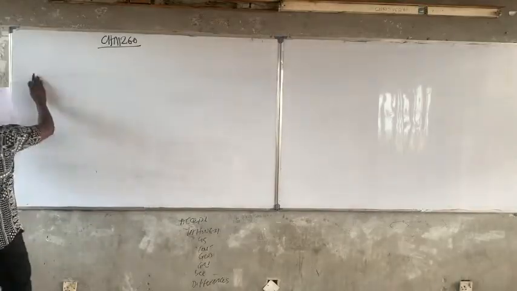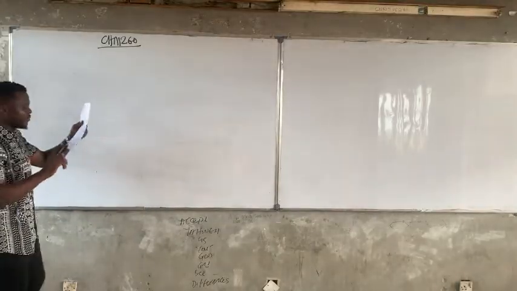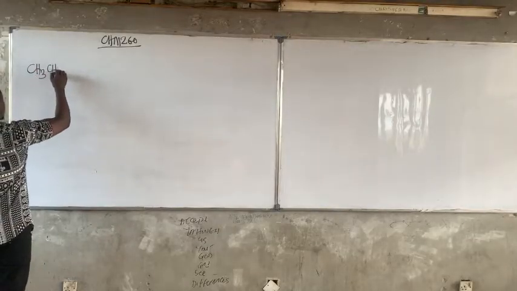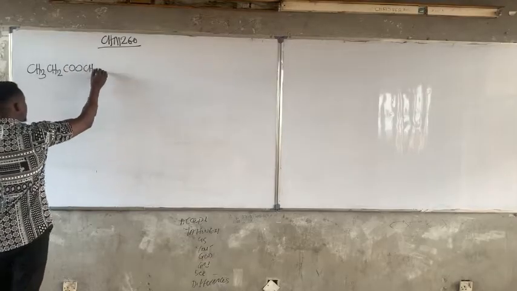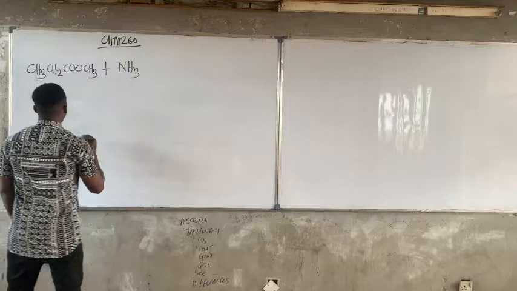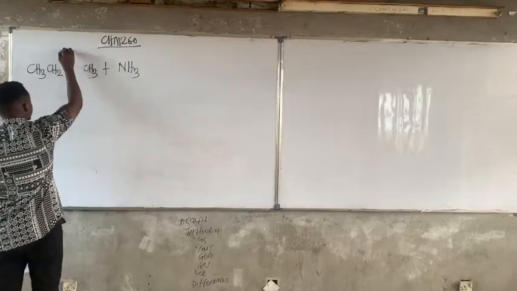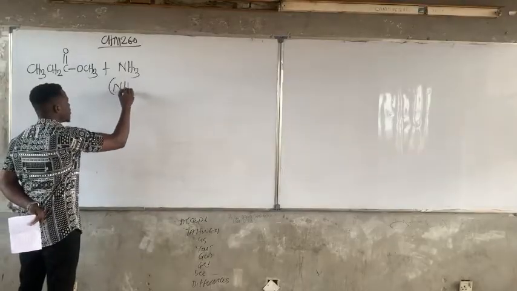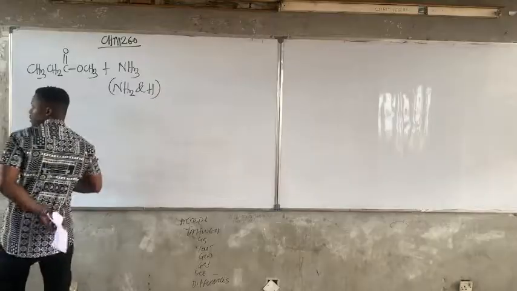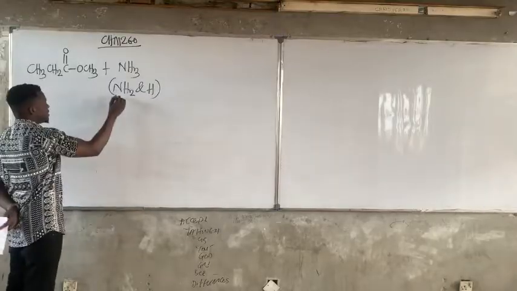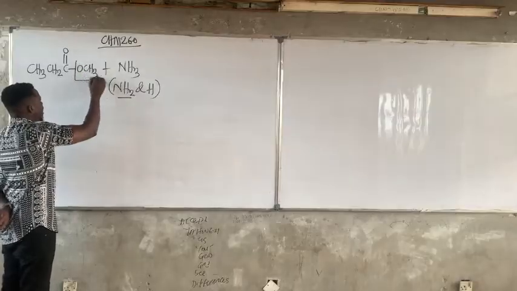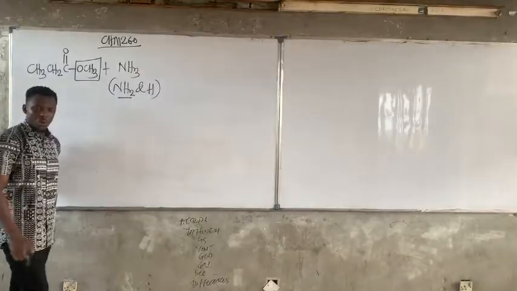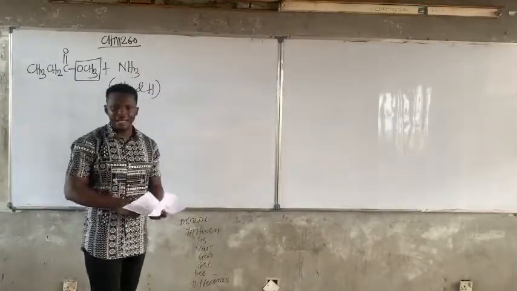So the question says, give the structure of the amide formed by the reaction of methylpropanoate. Now, this is the structure of methylpropanoate, CH3CH2COOCH3, plus ammonia. Now, let me break this down further. An ester is this. What I'm simply going to do is break down ammonia, which gives NH2. So replace this group with NH2. When this group comes out, it will pick up the H and form alcohol. Ammonolysis of an ester will give us an amide and an alcohol.